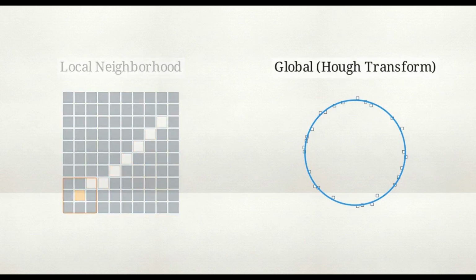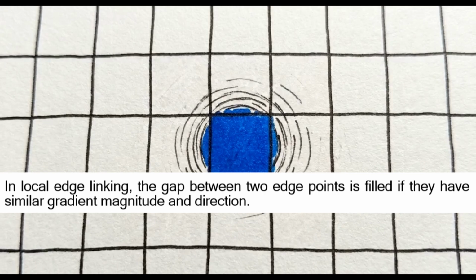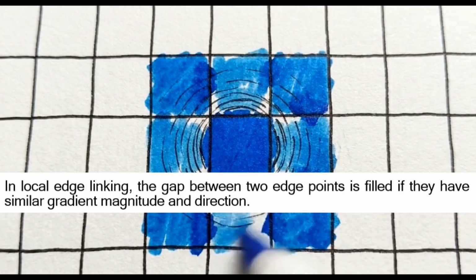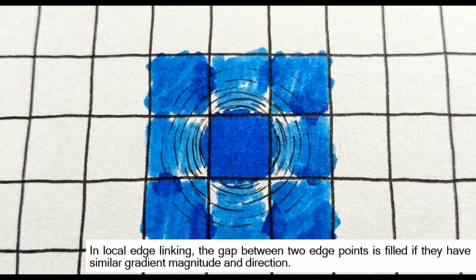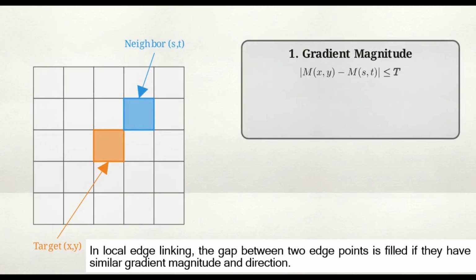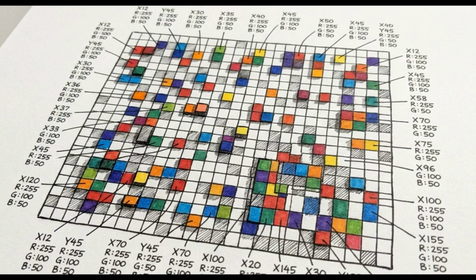In local processing, the logic is straightforward. The algorithm looks at the immediate neighborhood surrounding a known edge pixel to determine if it should be linked to a nearby point. Two conditions must be met. First, the difference in gradient magnitude between a target pixel at xy and a neighbor at st must fall below a threshold. Second, their gradient direction must be similar. If both clear, they link. The system must track, label, and traverse every connected set of points across the grid.